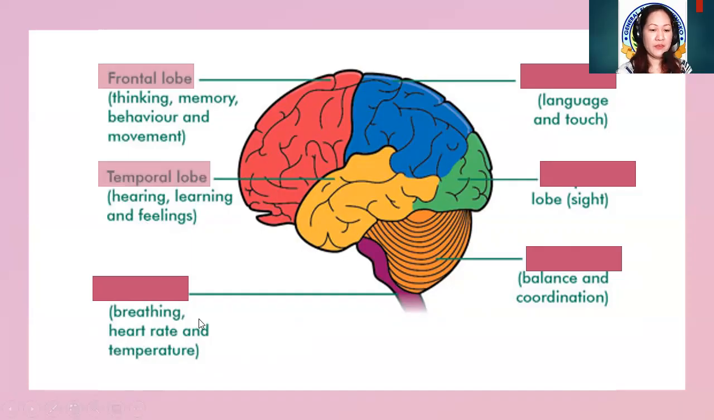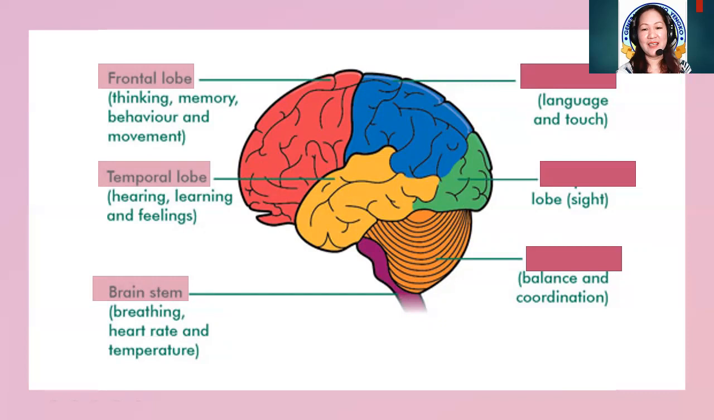It is responsible for breathing, heart rate, and temperature. So ano pong part ng brain ito? Okay, let's check if your answer is correct. It's the brain stem. Okay, let's proceed to the fourth one. It is responsible for the language and touch. So anong part ng brain ito?